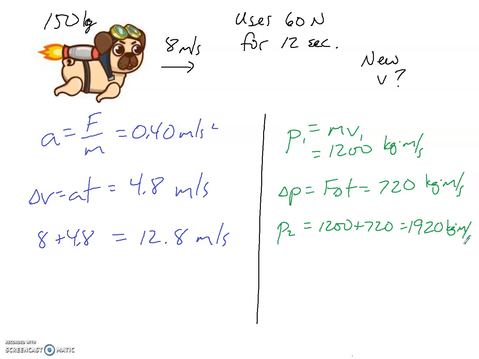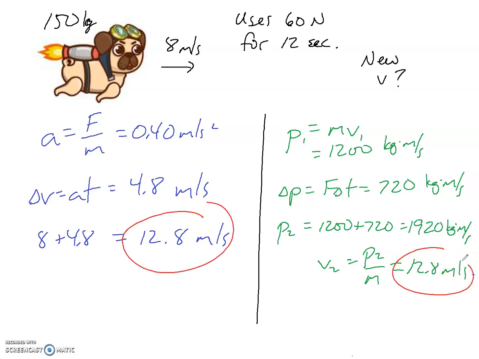Now that I have his final momentum, all I have to do to find his final speed is just use the same expression we used up here, except divide by the mass in order to find the new speed. So I'll take that 1920 and divide it by the 150, and we will get a speed of 12.8 meters per second, which is the exact same answer we got the other way. So there really isn't too much of a difference between how many steps there are and that type of stuff. It's just a different way to look at the question.